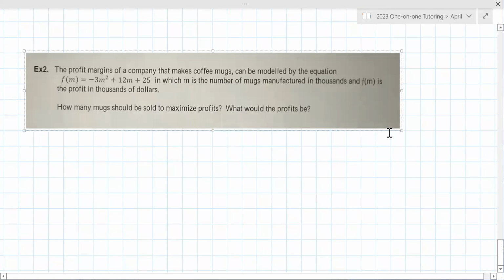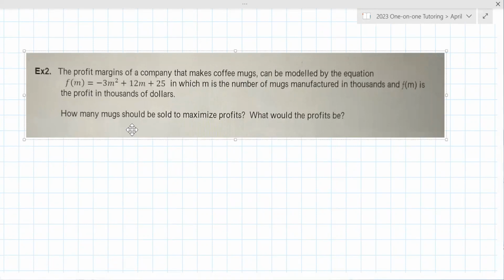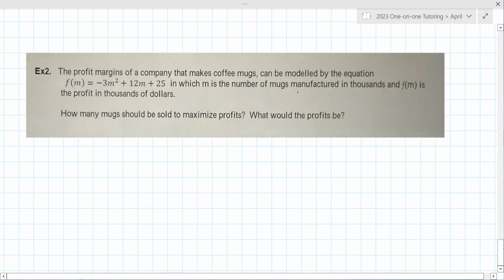All right. The profit margins of a company that makes coffee mugs can be modeled by the equation here, in which M is the number of mugs manufactured in thousands. That's important. In thousands is important there. And F of M is the profit in thousands of dollars. Okay, well, they're both in thousands.